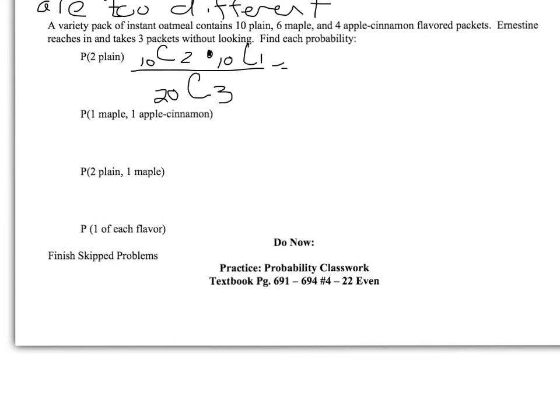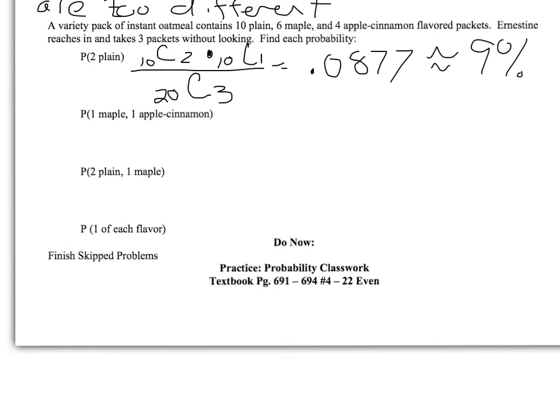So when we type this in our calculator, you're going to type 10, math, arrow over to probability, choose, 2, times 10, math, arrow over to probability, choose again, 1, divided by 20 choose 3. And you end up getting 0.0877. That's about 9%.